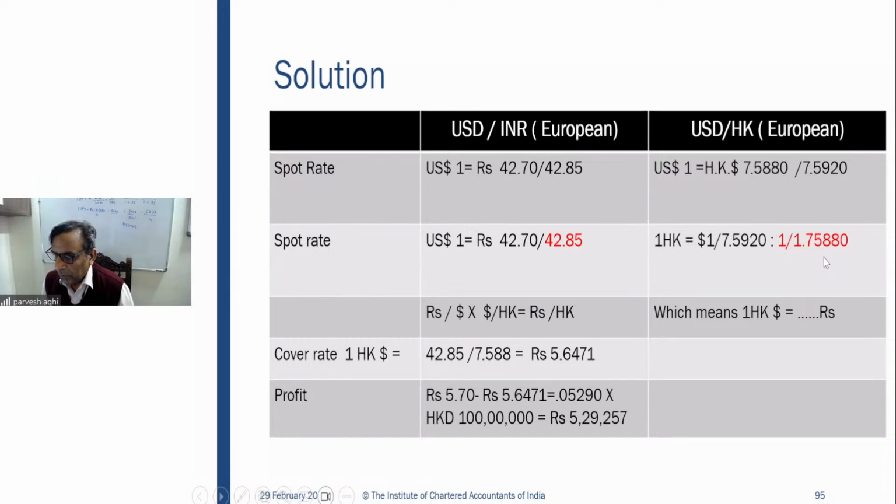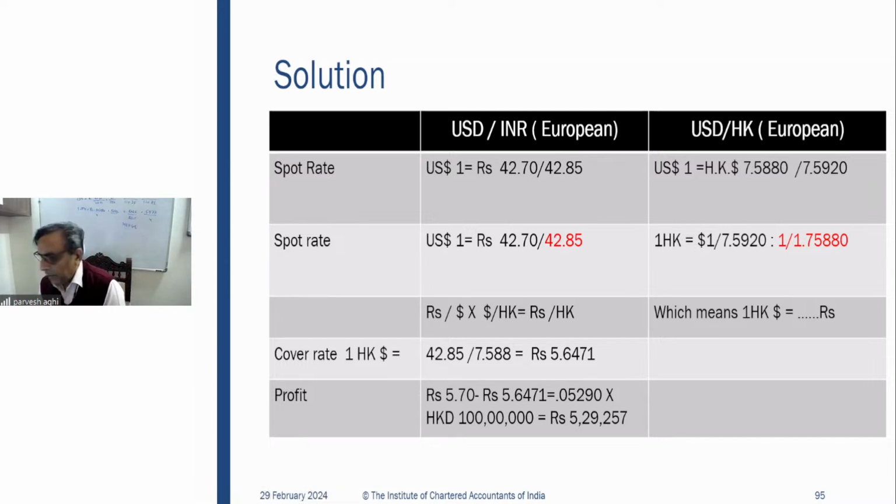Now, if you multiply these two, you will get the desired rate, which is 1 Hong Kong dollar will be equal to how many rupees? So you simply multiply this 42.85 into 1 divided by 1.7588. If you do that, you will get the 1 Hong Kong dollar rate. So 1 Hong Kong dollar rate would be 5.64.